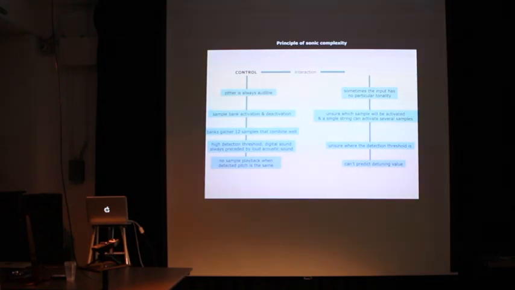So, elements of control: the zither acoustic sound is always audible. Sample bank activation and deactivation, right? I have 3 sample banks. Each of the banks gathers 12 samples, and they combine well in each form. They can overlap, of course, and they combine in a way that I like. There's a high detection threshold, which I configure before performance according to the space.